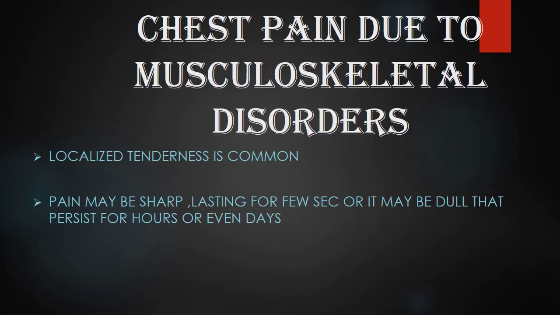Chest pain due to musculoskeletal disorders. Localized tenderness is common. Pain may be sharp, lasting for a few seconds, or it may be dull and persist for hours or even days. Pain is variable in size and intensity. There is no definite pattern. It may vary with posture or movement, but does not cease instantly on rest. Pain due to cervical spondylosis is very common. Local tenderness over rib or costal cartilage is usually present.